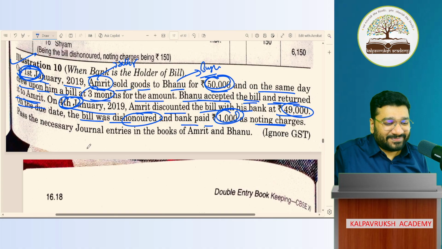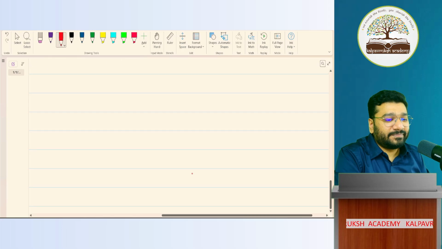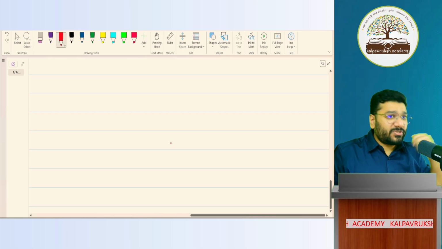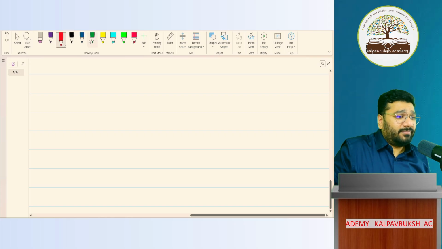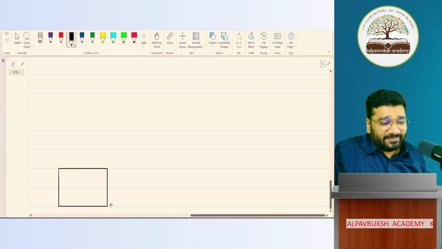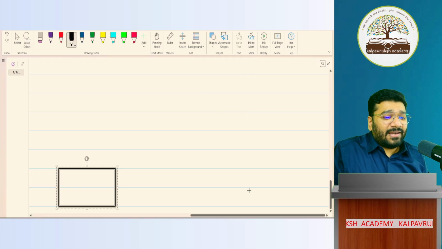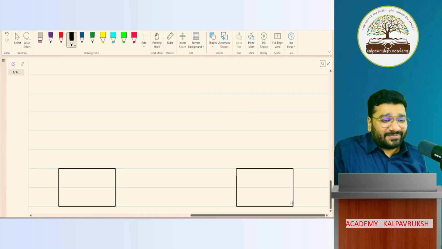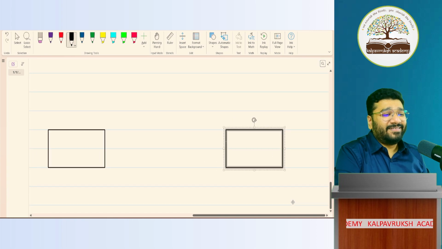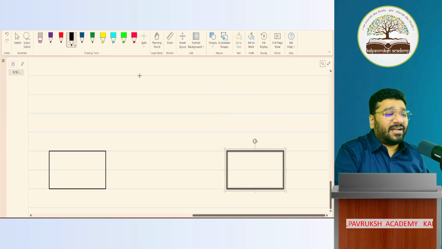Okay. Let's do the diagram. The diagram will make your life easy. So it's a love triangle. Draw properly. Sir, you're telling love triangle and drawing a rectangle, sir. Huh? Who's that? Asking silly, childish question.